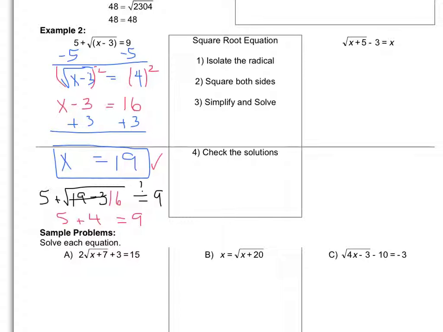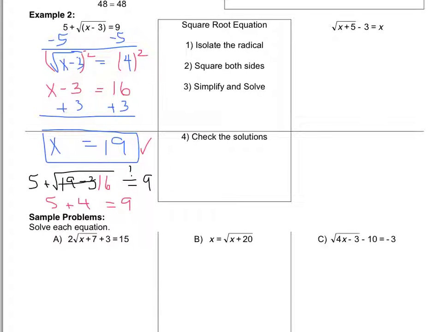If you look at the second one, notice, yes, I do have an x on both sides, but we're still going to get the square root by itself. So I'm going to add 3 to both sides. I get square root of x plus 5 equals x plus 3.